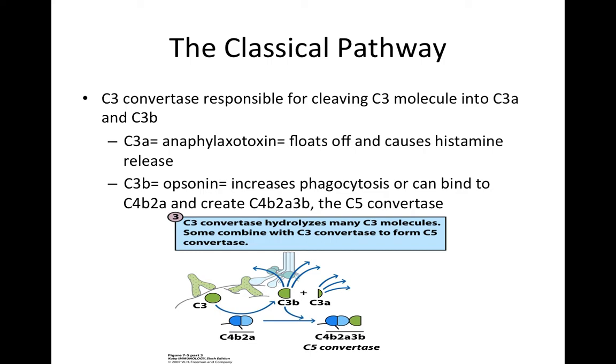C3a is an anaphylatoxin, which means it will float off and cause histamine release from other cells, increasing the inflammation present. But C3b is the more important subunit. It can function as an opsonin, which means it increases phagocytic activity. Or, if it's produced in excess, it can bind to the C4b2a and create C4b2a3b, which is known as the C5 convertase.